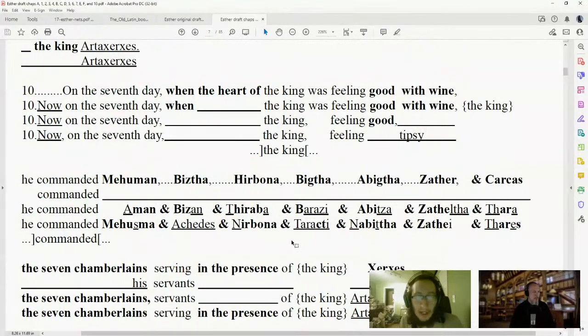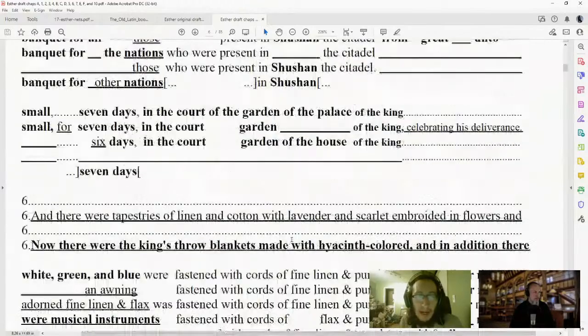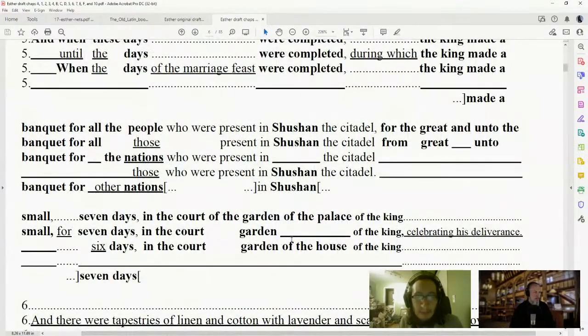I will also say that in my version, you'll notice sometimes the text is a little bit smaller. To go back to verse 5, at the very end of verse 5, you'll see the font is tiny for celebrating his deliverance. I only did that in order to fit it on the line so it doesn't go onto a separate line. That's the only reason.